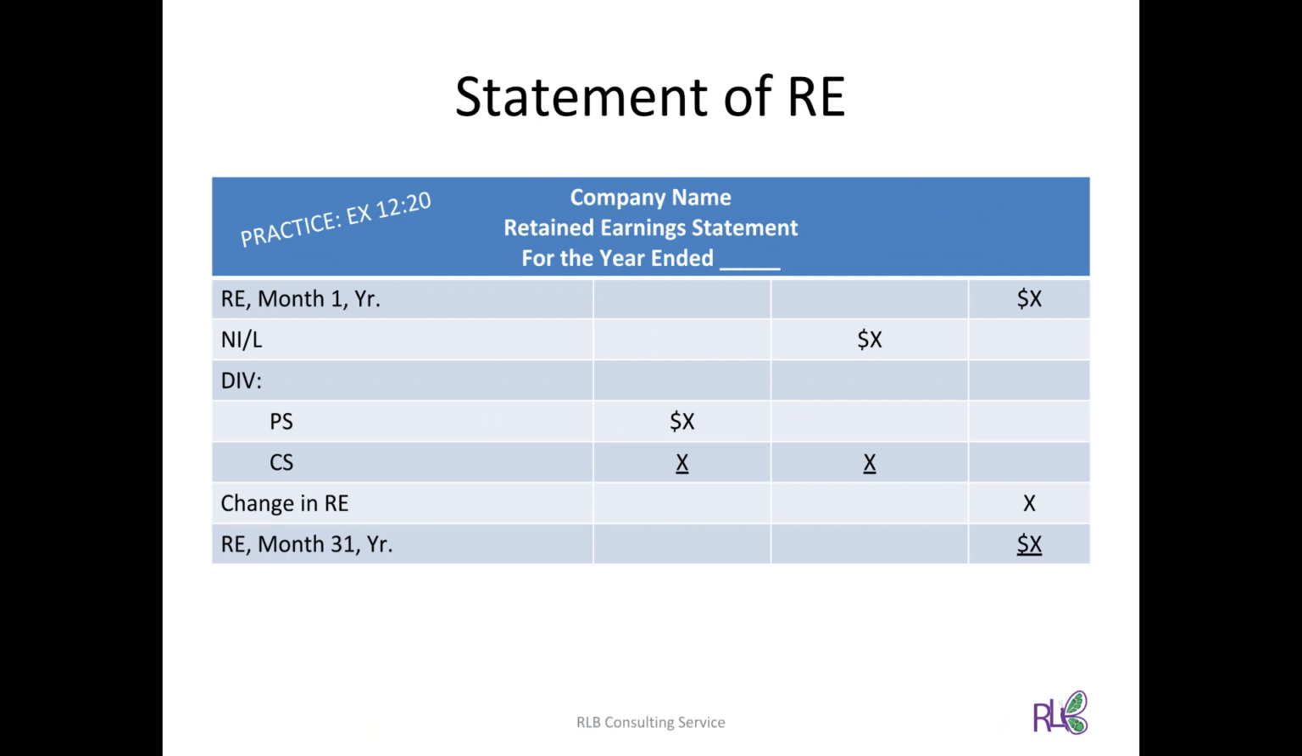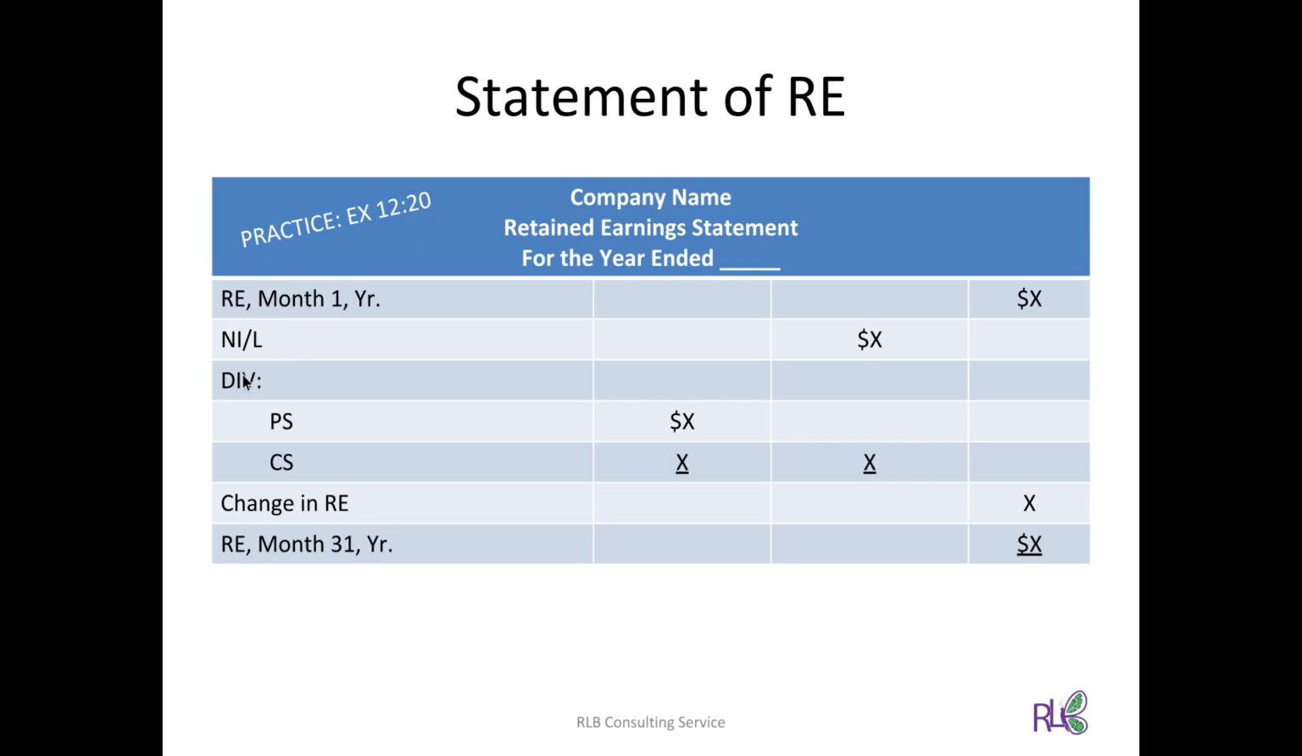Then we have our statement of retained earnings. There's a practice, exercise 20. This is the next exhibit in your book, Exhibit 10, I believe. You still have your same heading. We're still going to have beginning balance and retained earnings. We're going to add net income or subtract the loss.